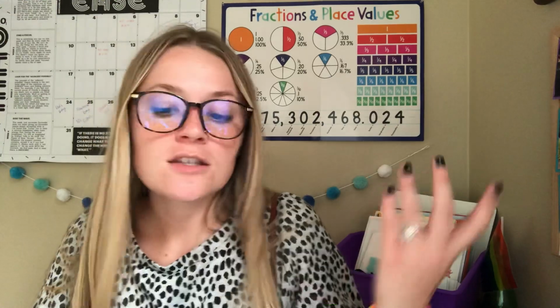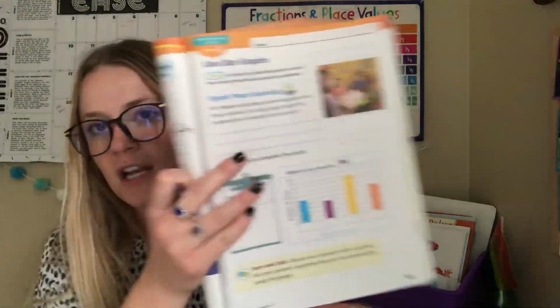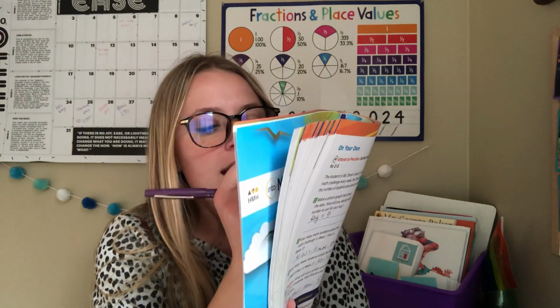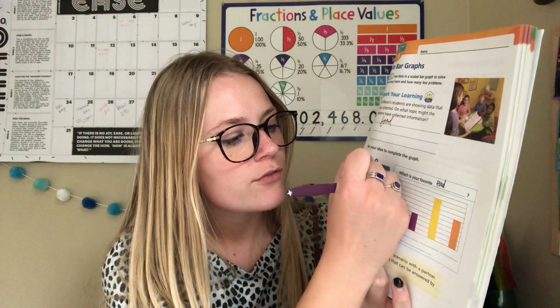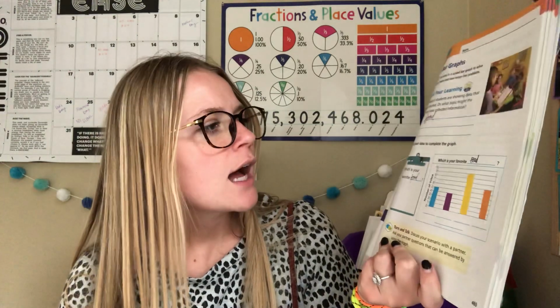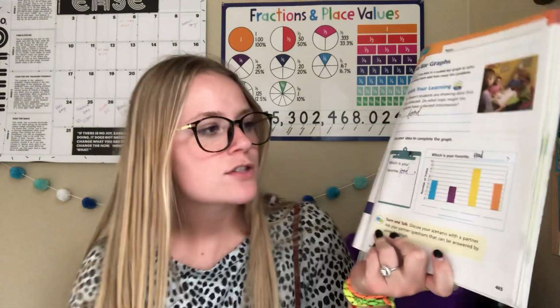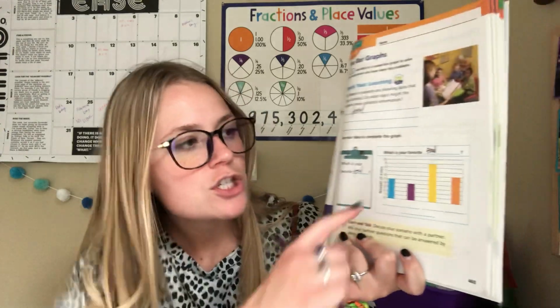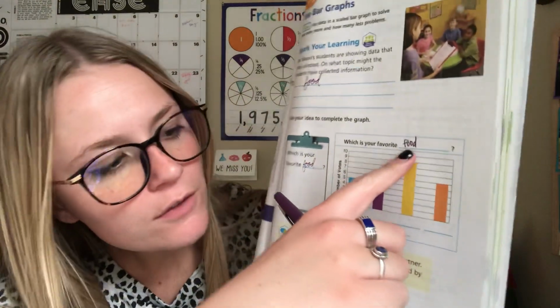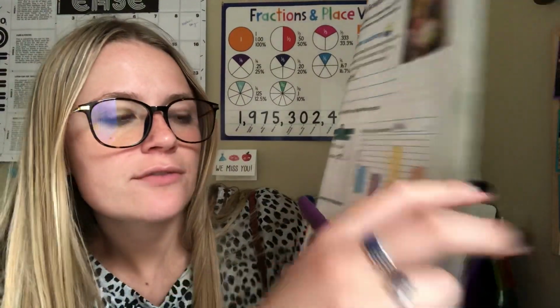Because I love food. And so on the lines right here, you could come up and brainstorm a bunch of different ideas, and then write down the one that you want to do a survey on. So, which is your favorite food? So, use your idea to complete the graph. So now all the data is filled out for us already. All we have to do is the title of the graph and all the different options.